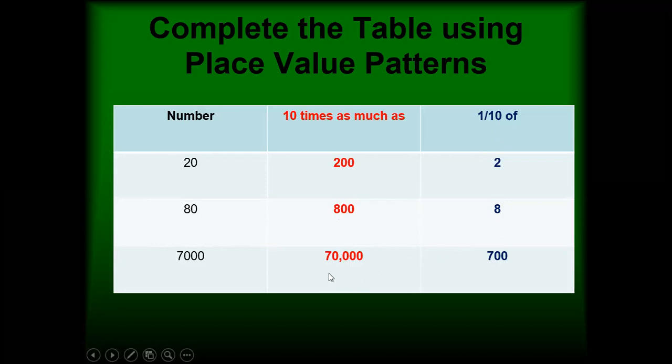Same way, 7,000. What is 10 times as much as 7,000? Add a 0, so it becomes 70,000. And 1/10 of 7,000 is, cut a 0, 700. So you will be able to identify and write the 10 times and 1/10 of each number.